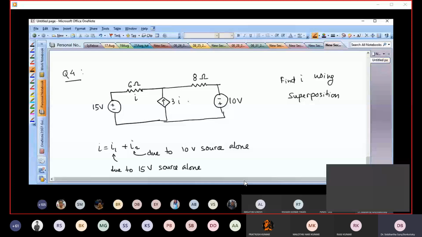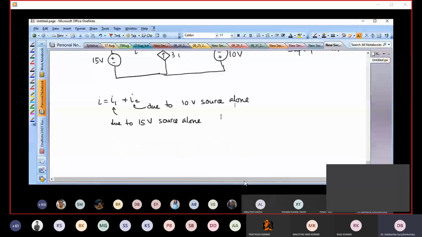Although there are 3 sources here, 15 volt, 3I, and 10 volts, we need to take into account only the independent sources one by one. The dependent source will always be there, so whatever we are activating or deactivating does not matter. The dependent source will be there as it is. So let's not touch it. Okay, so first let's find I1.